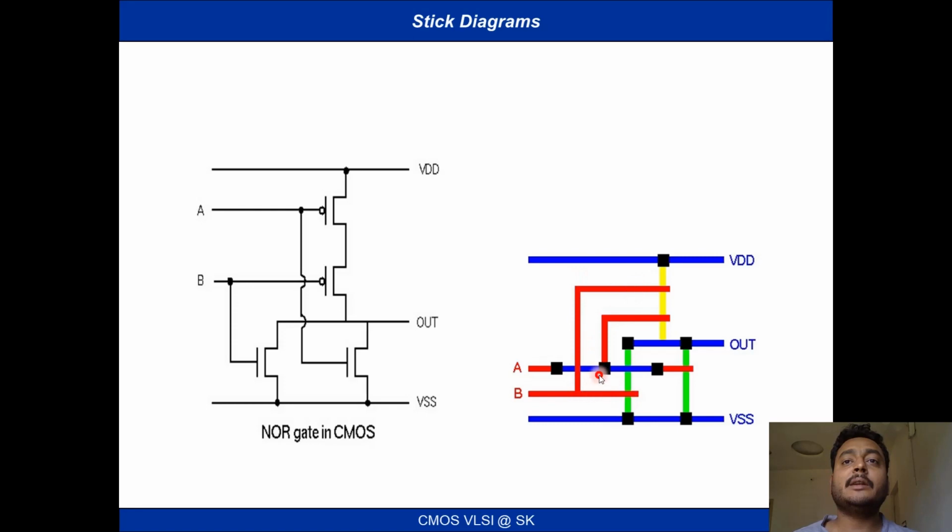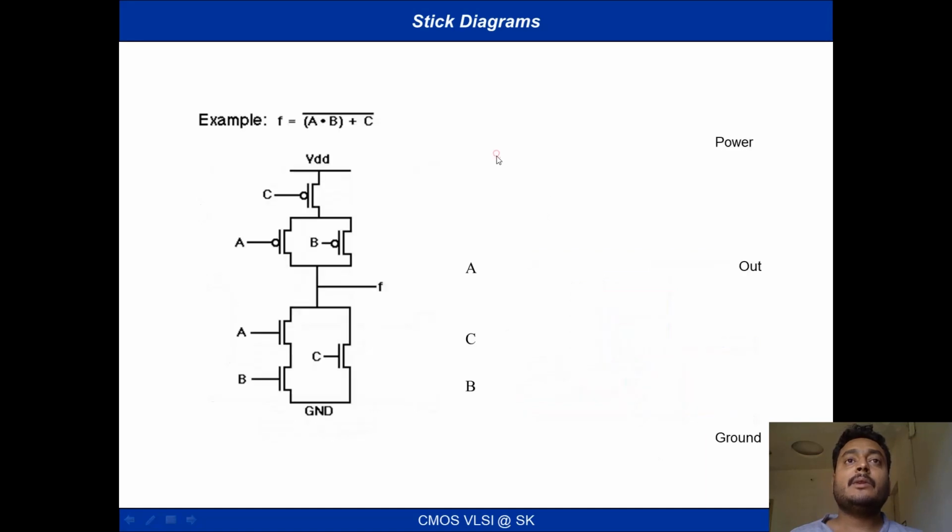So all these are interconnected. You can just look through it, go through it. Okay, right. So similarly, when you go for the next stage, this is for a function f equals AB plus C whole bar. Okay, AB plus C whole bar. So this will be a circuit for it, and there is another way of writing a similar circuit.